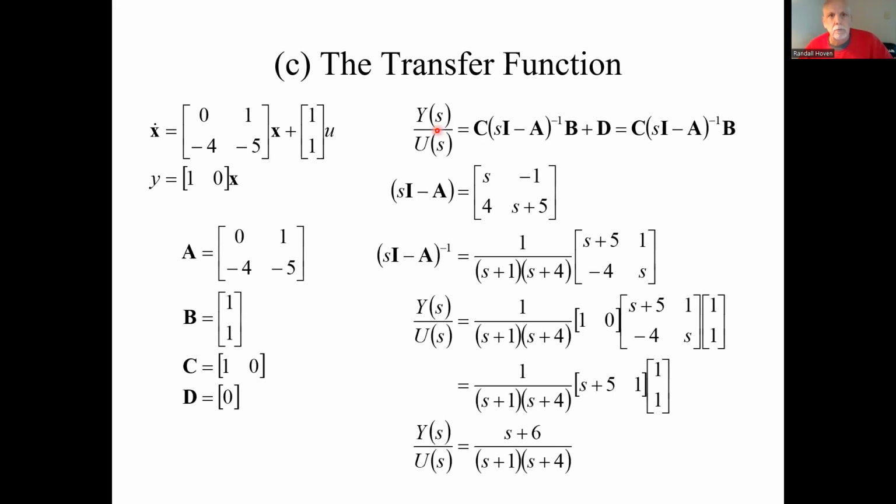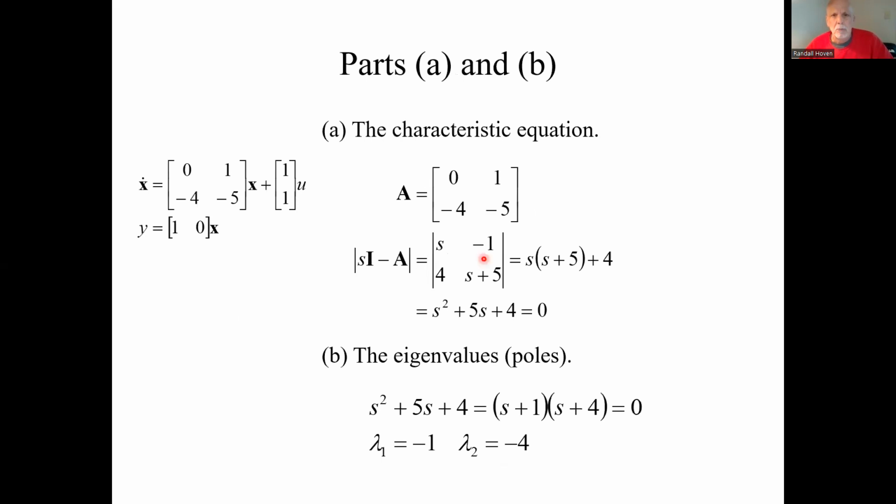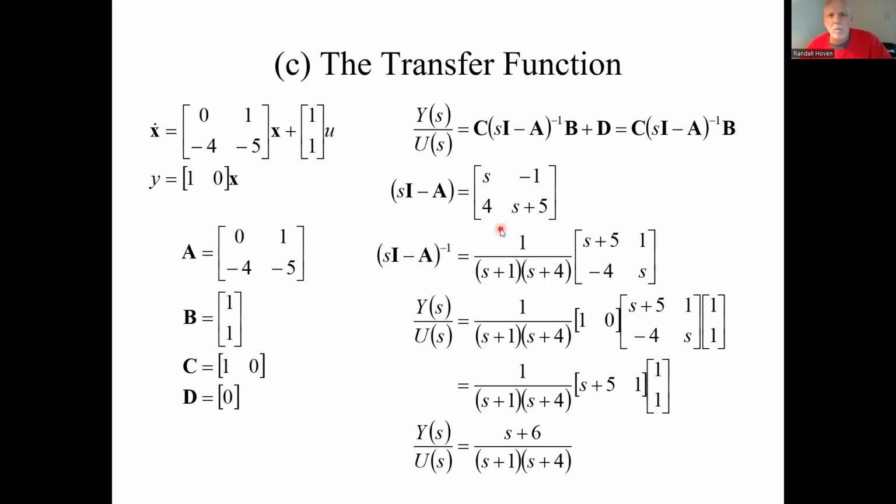Transfer function. We had this formula from a formula sheet. In our case, the D is 0, so we just need to do this matrix arithmetic: C, then (sI minus A) inverse, then B. So we need to do this sI minus A inverse. Here was the sI minus A. We did that in part A. Remember how to take an inverse? Well, we take that determinant and divide by the determinant, which we also found in parts A and B.